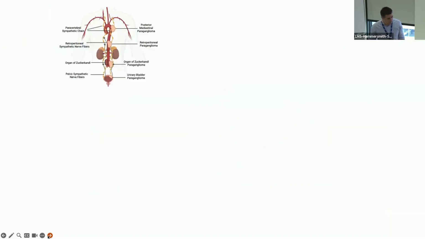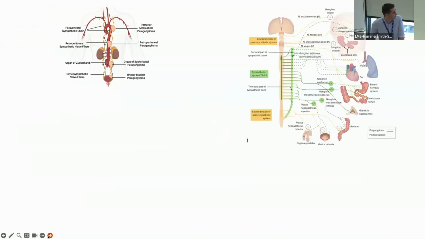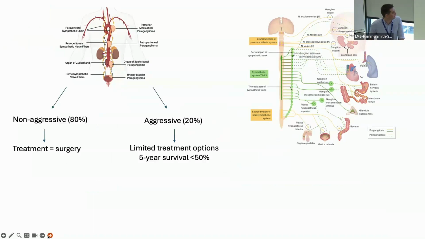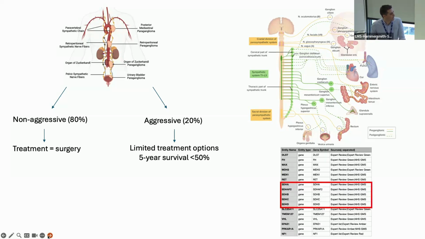So everybody in the room will know most of this, but PPGLs are neuroendocrine tumors, essentially of the autonomic nervous system, and they can arise anywhere from the base of the skull to the pelvis where these cells exist. They predominantly follow a benign course. So in about 80% of cases, a PPGL will arise, it will be resected, and hopefully that'll be the end of the story. But in about 20% of cases, they follow a metastatic or aggressive clinical course. And in those patients, treatment options are very limited and the 5-year survival is poor.